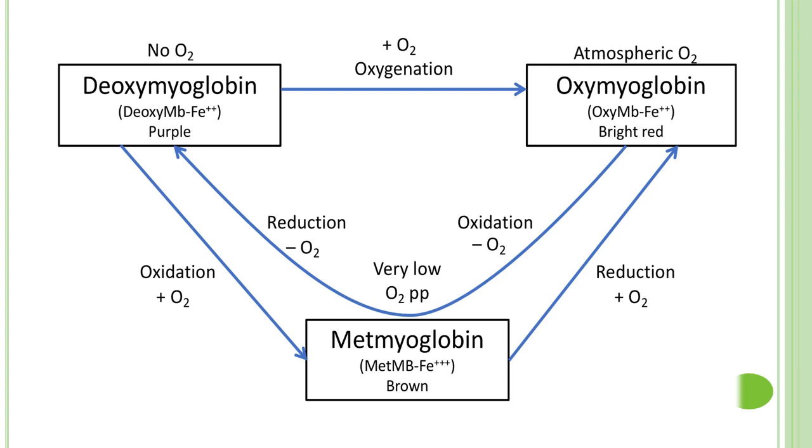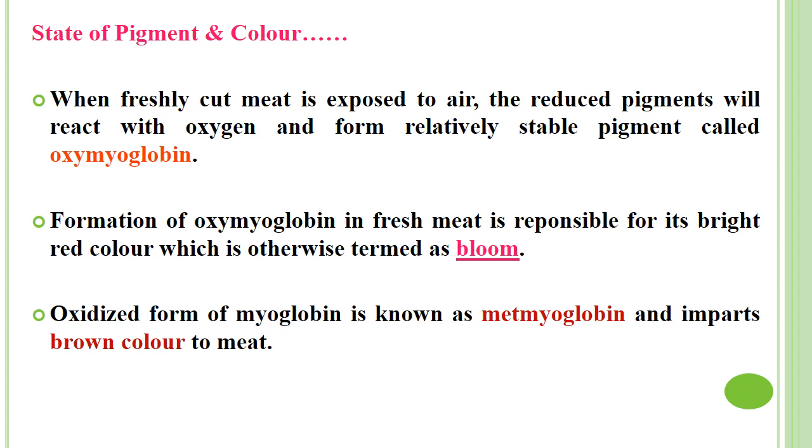So there is an interchange between these three. Deoxymyoglobin or reduced form can also get oxidized and form metmyoglobin, whereas oxymyoglobin also, due to certain conditions, gets oxidized and forms metmyoglobin. So there is an interchange depending on the surrounding condition and other factors. The pigment remains in three different states, and accordingly the color changes: purple, bright red and brown. Here once again we will see the state of pigment and color, which I have already explained.